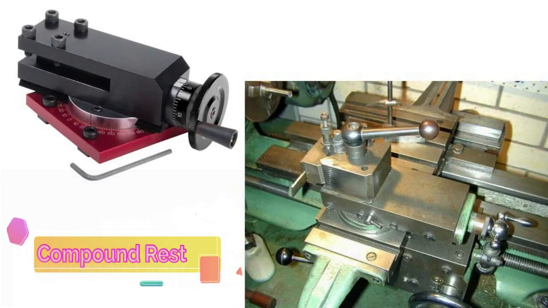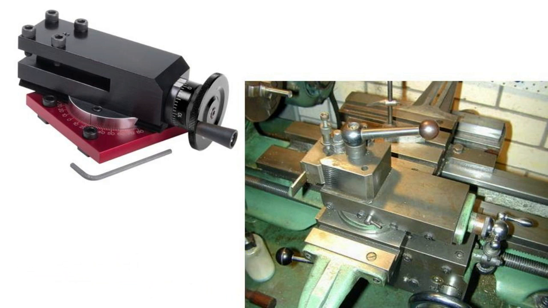Compound rest is mounted on the top of the cross slide and supports the tool post. It can be swiveled to any angle on the horizontal plane to facilitate the taper turning and thread turning operations. It is moved manually by the compound rest feed handle independent of lathe cross feed.